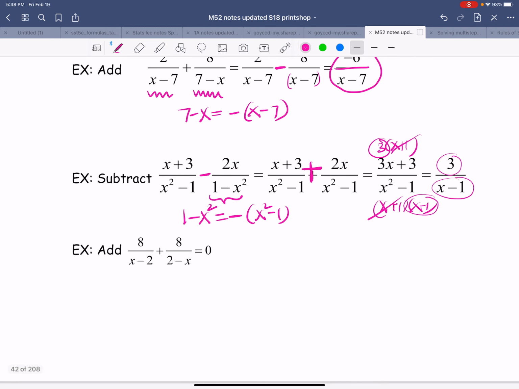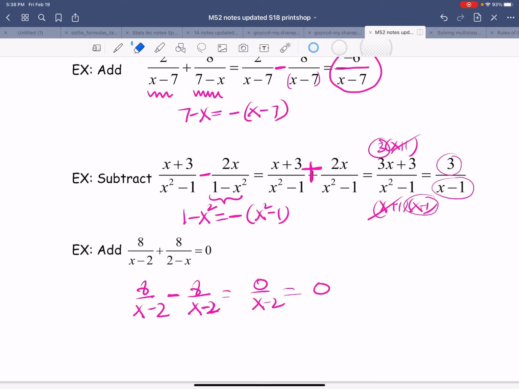Here's the next example, 8 divided by x minus 2, and we can write 2 minus x as negative (x minus 2) as well. If we factor out a negative from here, now it becomes a subtraction problem, and 8 minus 8 is 0 divided by x minus 2. 0 divided by any number is just 0, okay? 0 divided by any number is just 0.